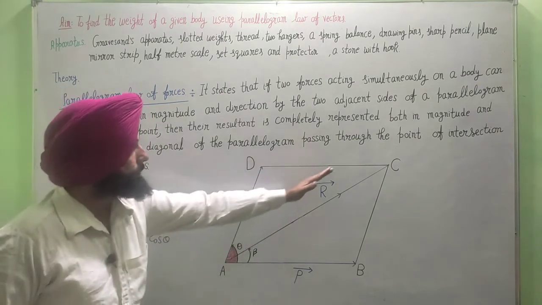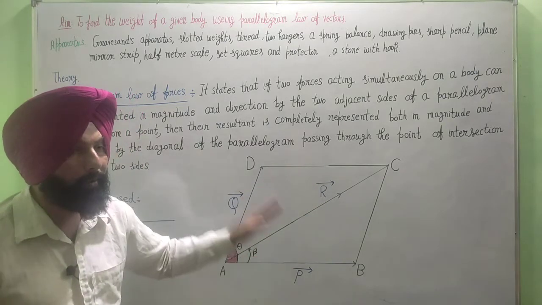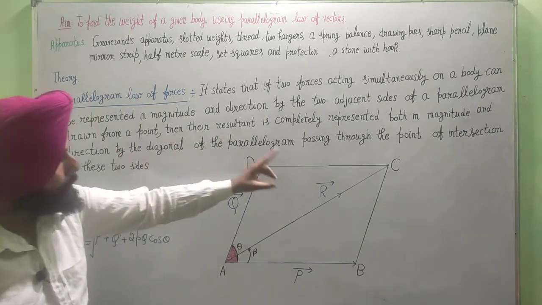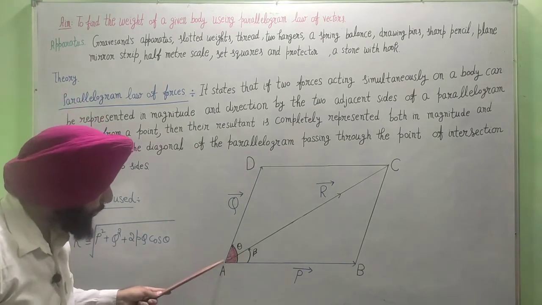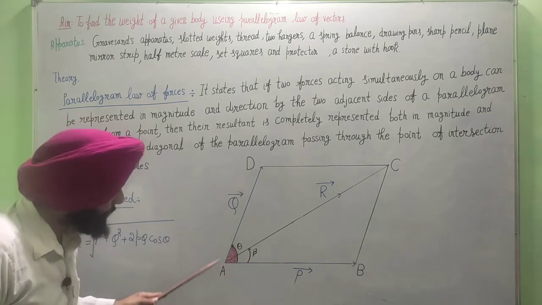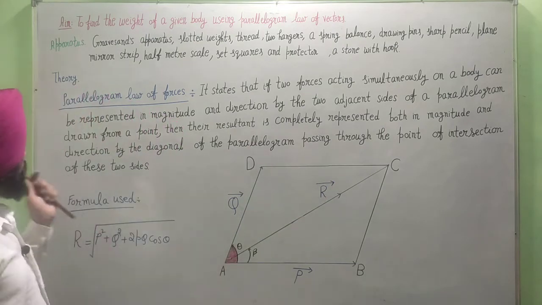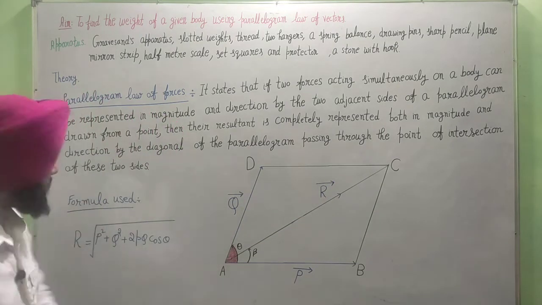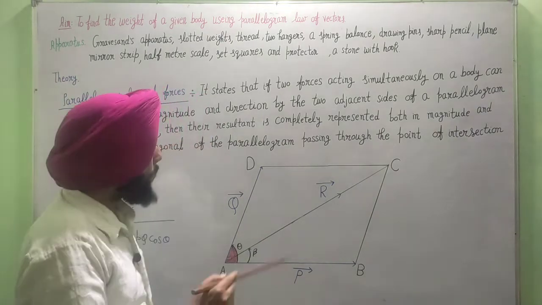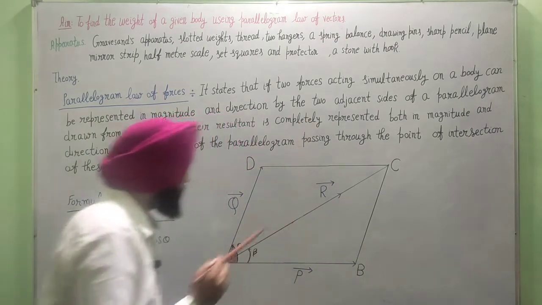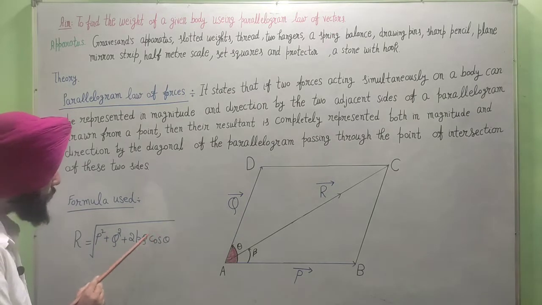By the diagonal, that is AC, of the parallelogram passing through the point of intersection of these two sides. Now we will use the formula to find this resultant, that is P square plus Q square plus 2PQ cos theta.